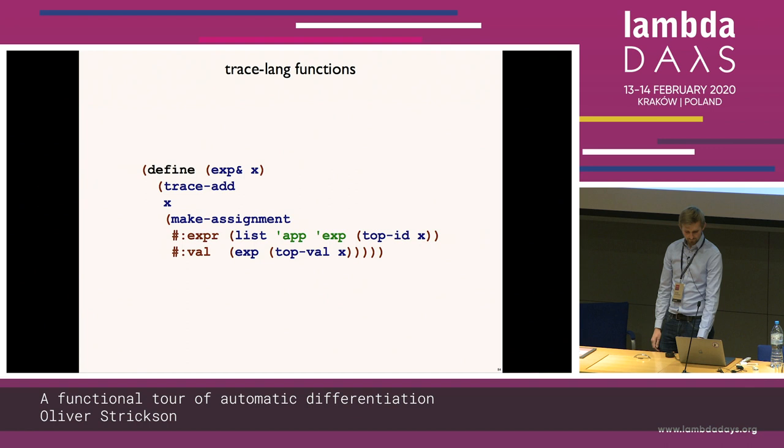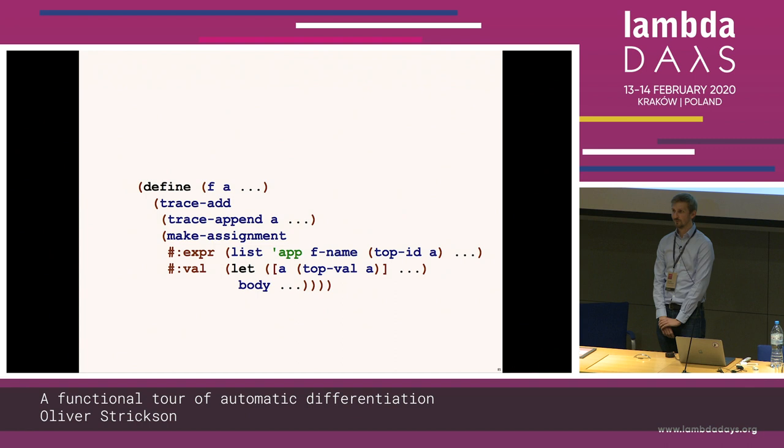So let's write down the general form of the functions we were just writing. They all look a bit like this, right? They have a function f, some arguments, and then I just combine the traces in that particular way. And it turns out that's valid Racket syntax.